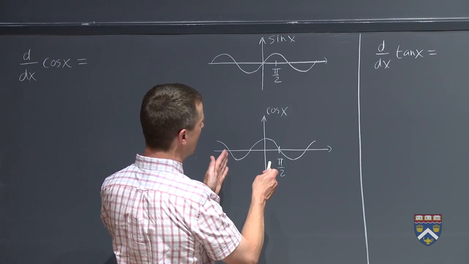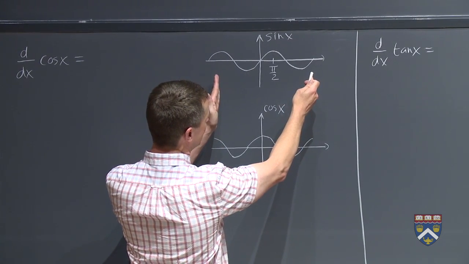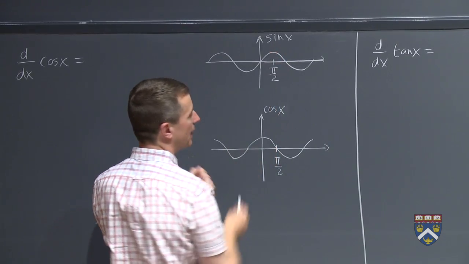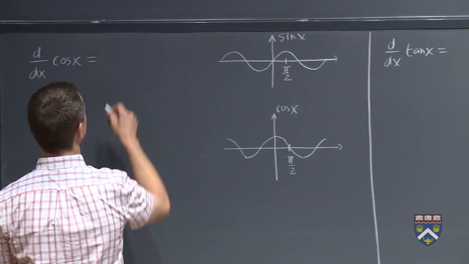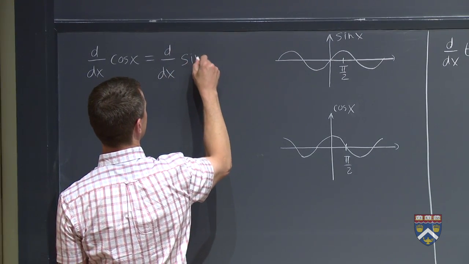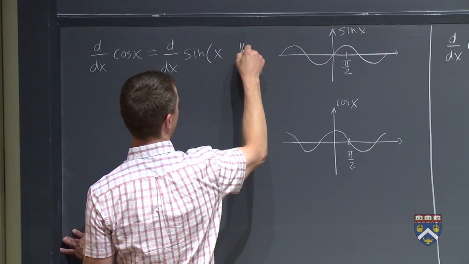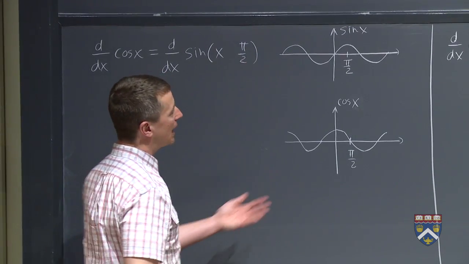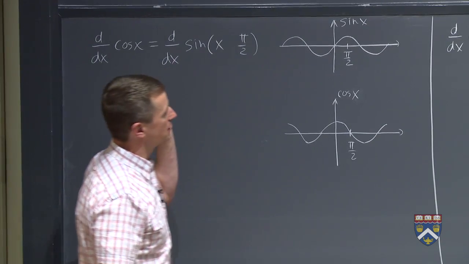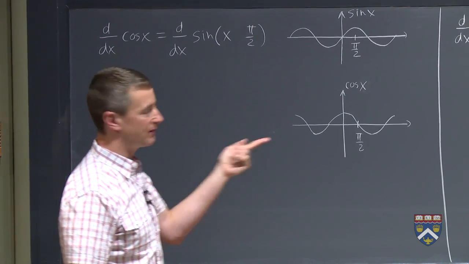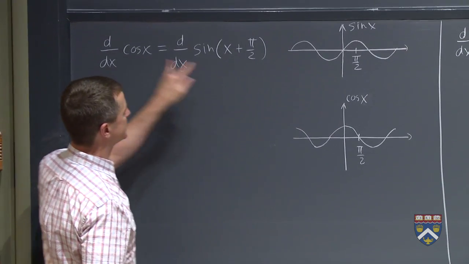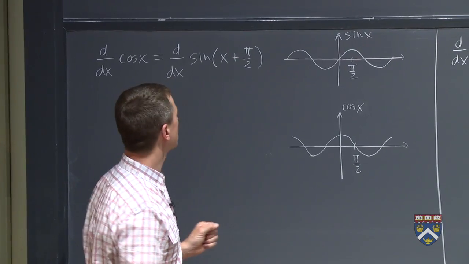In fact, if I take the graph of sine of x and I shift it pi over 2 units back to the left, that will move this point right up to here, and I'll get cosine of x, right? So the derivative of cosine is the same as saying the derivative of sine of what? How do I shift pi over 2 units to the left? Do I put a plus or a minus? Remember from the first night that if I want to shift to the left, I put a plus there. So cosine of x is the same as sine of x plus pi over 2.